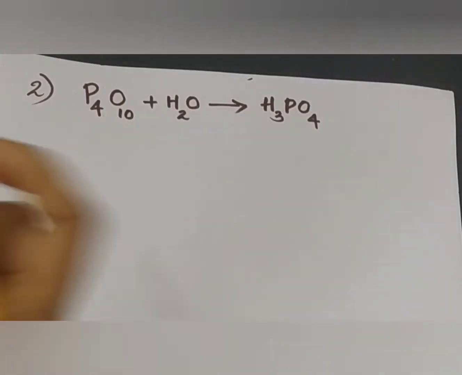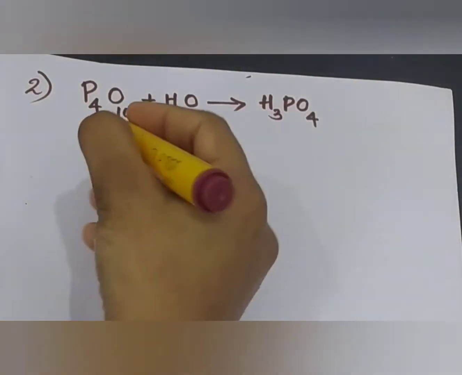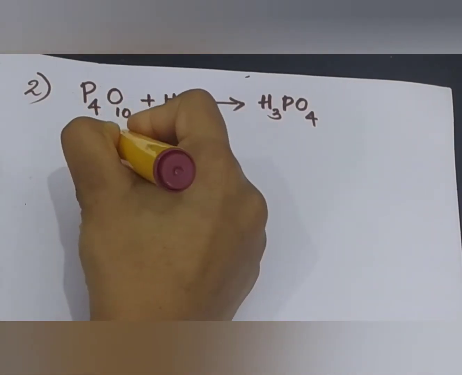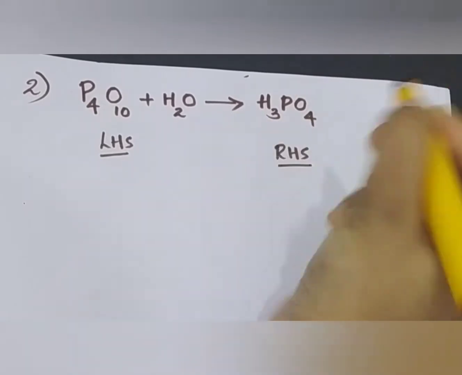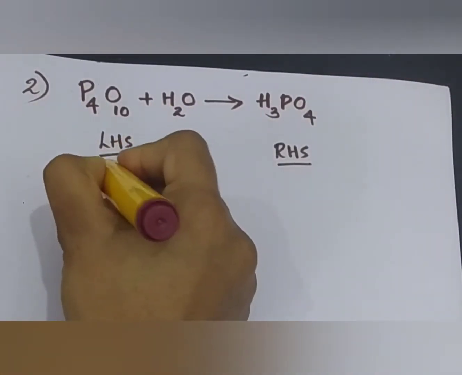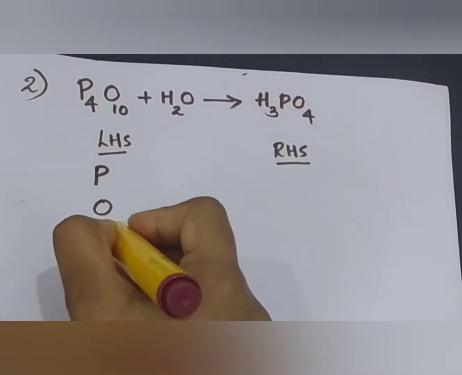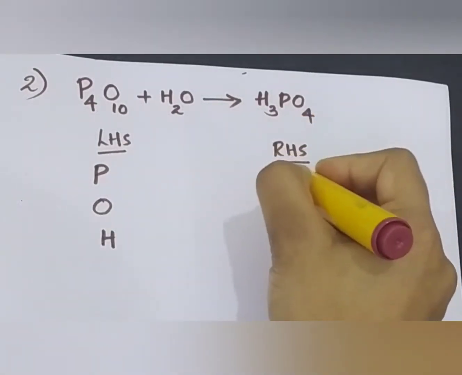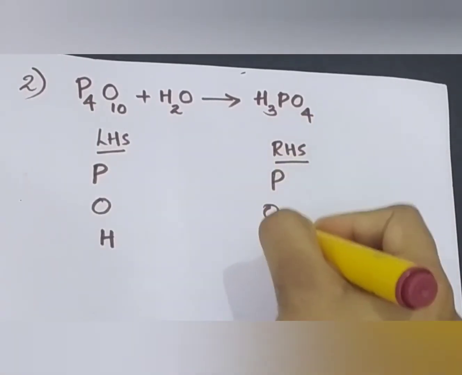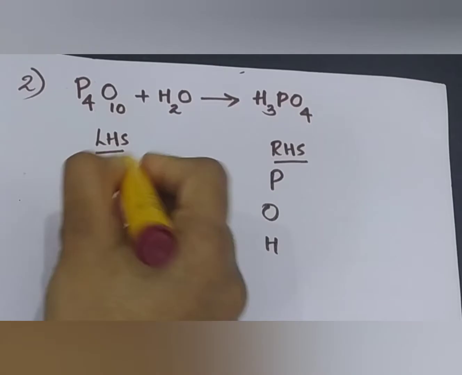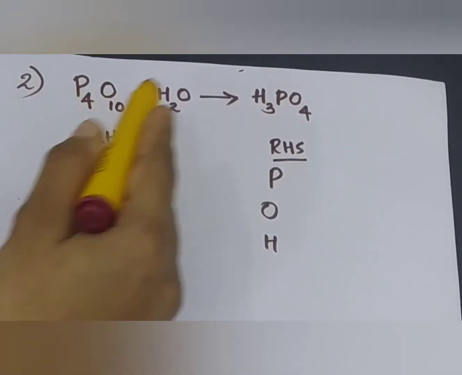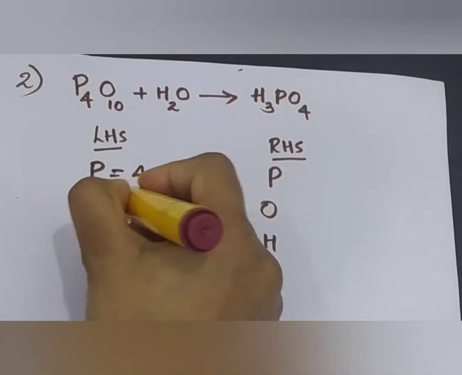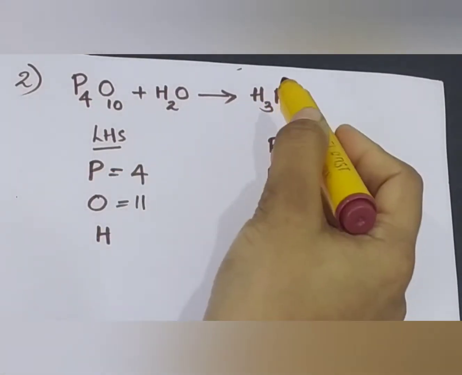Now let's move on to the next question. P4O10 plus H2O gives H3PO4. So left hand side and right hand side. Now what elements are present? Phosphorus, oxygen and hydrogen. Similarly on right hand side, phosphorus, oxygen, hydrogen. Now write down the atoms. P is 4, oxygen is 10 plus 1, that is 11. Hydrogen becomes 2.